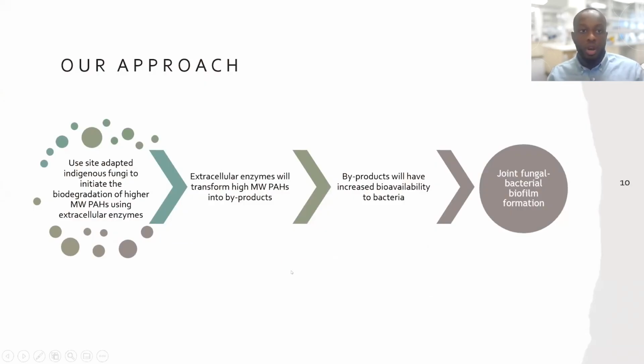So like I said before, using both indigenous bacteria and fungi for transformation. Like I said, the fungi produce these enzymes that are able to transform the pHs into byproducts. We hope that these byproducts will then be available to bacteria, and we're looking to do this through creating this joint fungal bacterial biofilm.